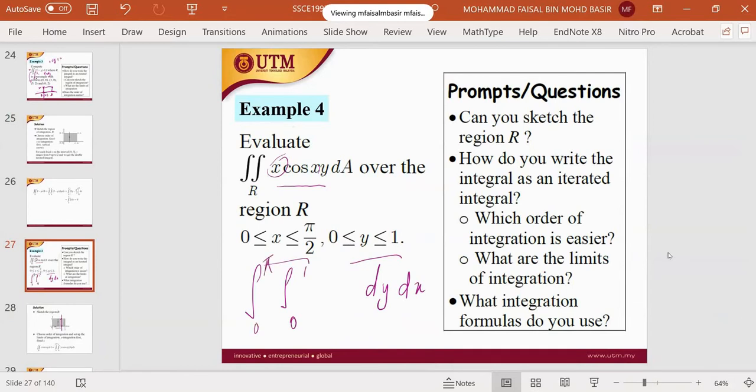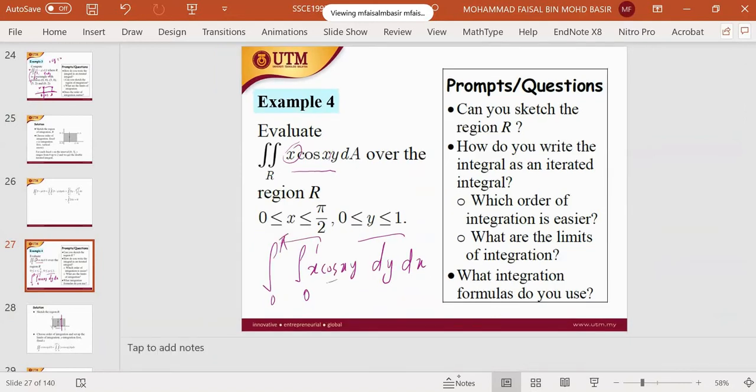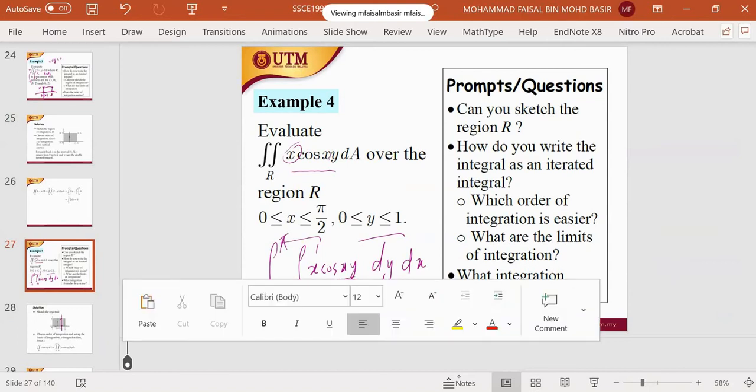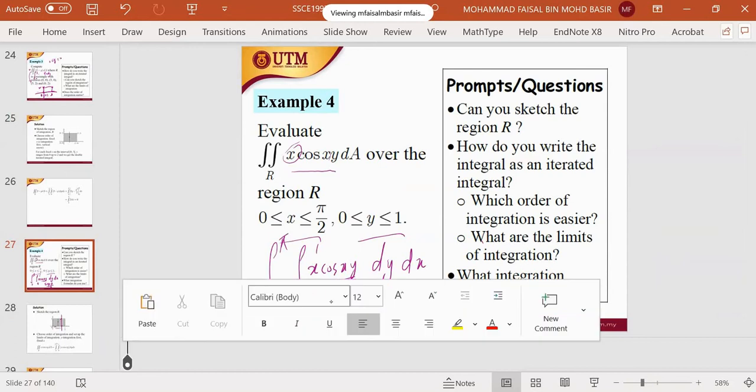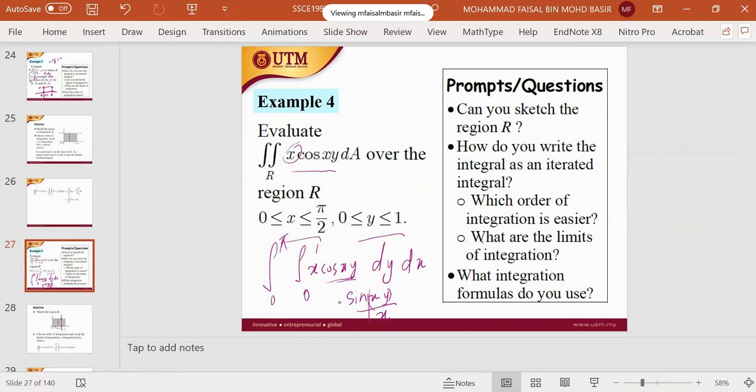Because when I integrate this with respect to y, I just have to focus on this, right? Integrate cos will be sine xy over, integrating inside with respect to y, we'll get x. Then I can just put x as a constant, then I can cancel the x.